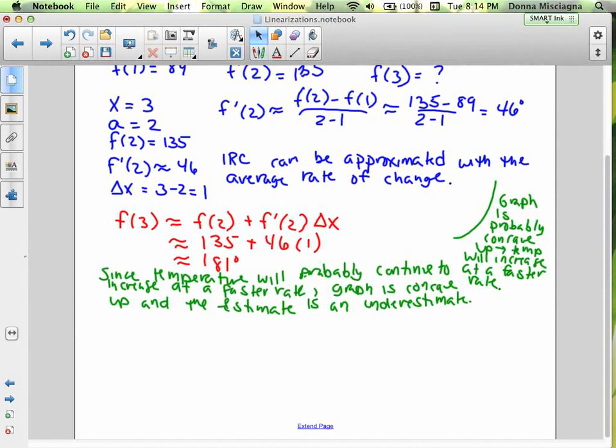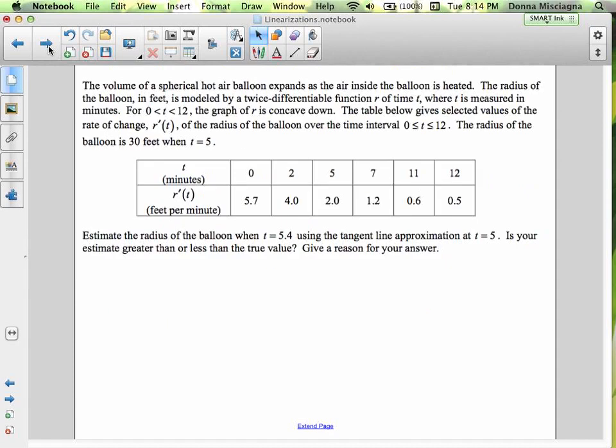Let's try the next one. We have 2 more. The volume of a spherical hot air balloon expands as the air inside the balloon is heated. The radius of the balloon in feet is modeled by a twice differentiable function of time, where t is measured in minutes. For t between 0 and 12 minutes, the graph of r is concave down. The table below gives selected values for the rate of change of the radius over the time interval from 0 to 12 minutes. I can't remember the time unit. The radius of the balloon is 30 feet when t equals 5.